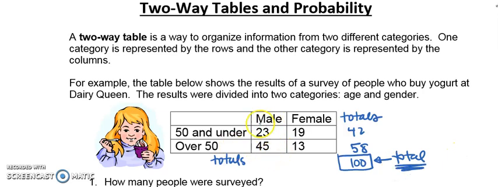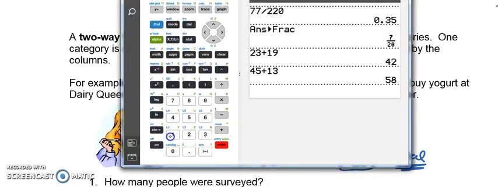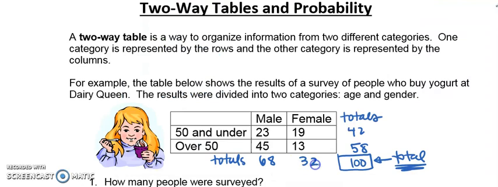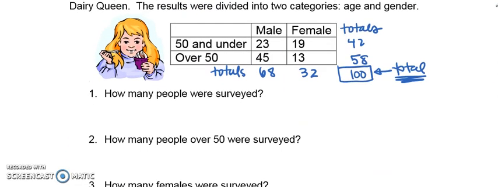Big total. 23 plus 45, I know that's 68. And then 19 plus 13, that's going to be 32. And when I add those up, I get 100. So that's just going to help us a little bit when we go ahead and do this next part.